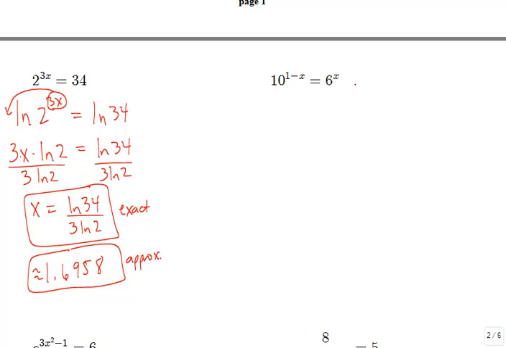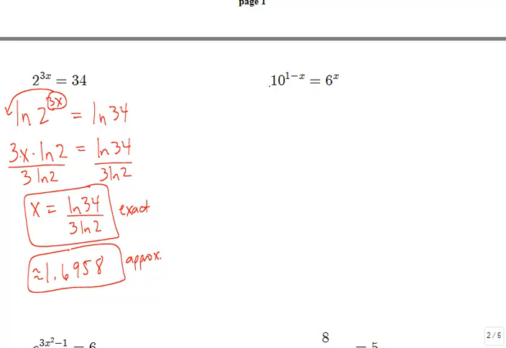So let's try this again on the next example. We're not able to make 10 and 6 match. We're not able to make these two bases be the same. So that's where you have to break out your logarithms. And in this case, there might be a slightly better choice for what we choose to use for our log. Remember I said you could either use log base 10 or log base e.